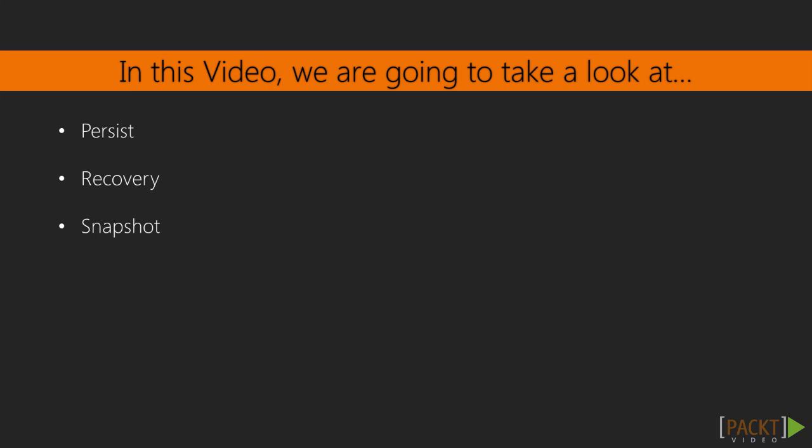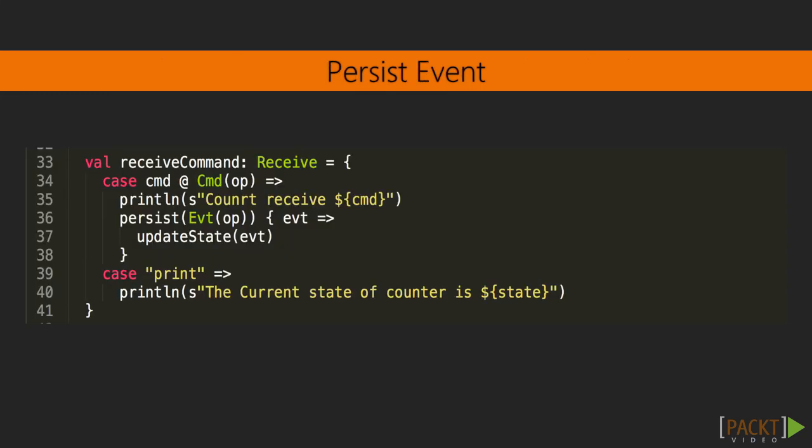Let's start. In the previous video, we implemented the receive function as seen on the screen. When a command is received, we print a message and then call the persist method. The persist method asynchronously persists events and takes a sequence of events and handlers that will be called when persistence succeeds. It is guaranteed that no new command will be received by a persistent actor between the call to the persist method and the execution of its handler.